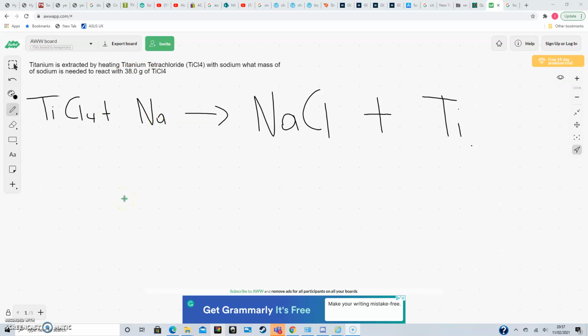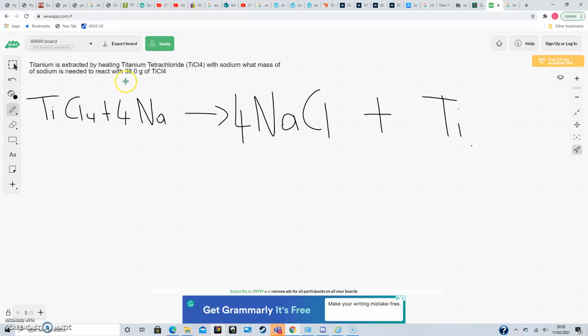So if we have 4 chlorines on the left, as you can see, 4 chlorines, which means we need 4 chlorines on the right. Now, if we have 4 chlorines on the right, that also means we have 4 sodiums. If we have 4 sodiums on the right, we need 4 sodiums on the left. And there's 1 titanium here and 1 titanium here, so they're balanced.